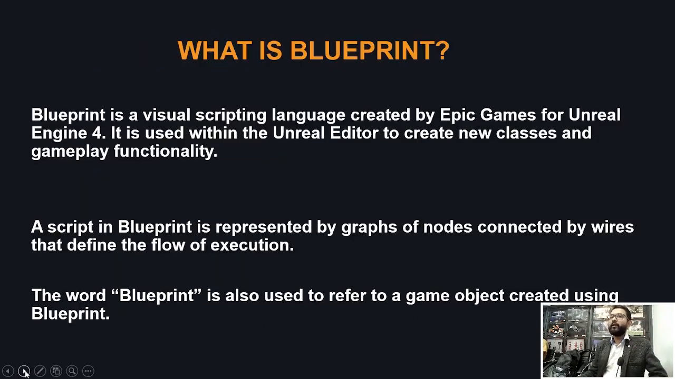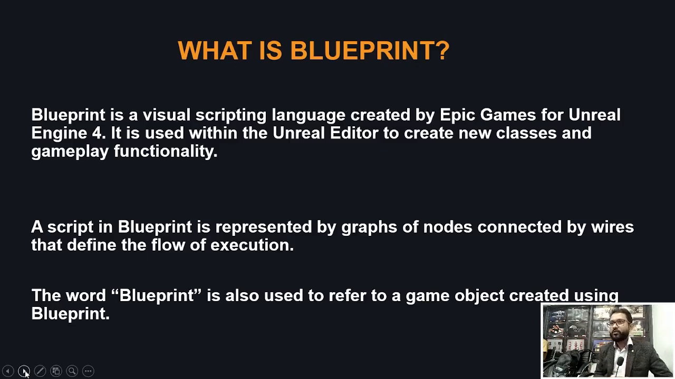So what is blueprint? A blueprint is a visual scripting language created by Epic Games for Unreal Engine 4. Before Unreal Engine 4, there was Kismet, which was similar to Blueprint, but Blueprint is more advanced. It has so many things updated in terms of functions, in terms of events and many other things. So blueprint means you will use logic to execute things. The functions will be executed with the logic.